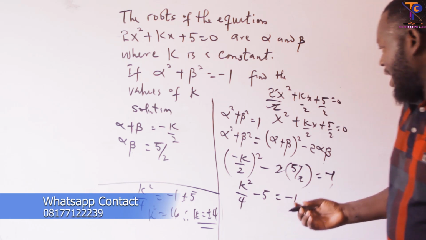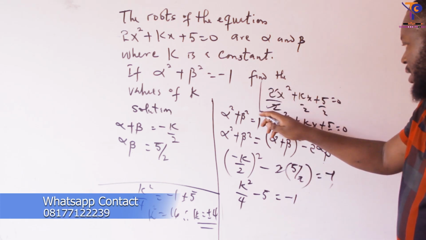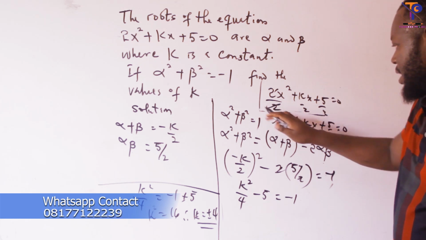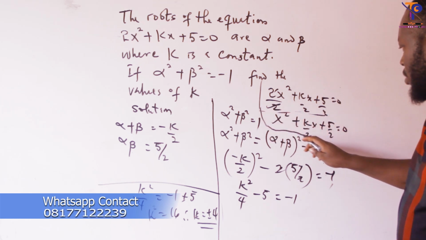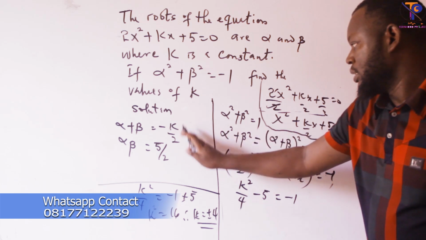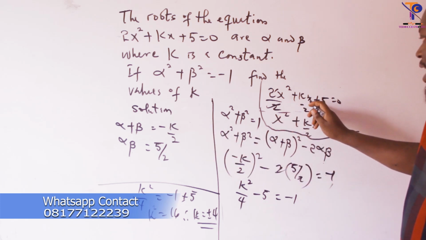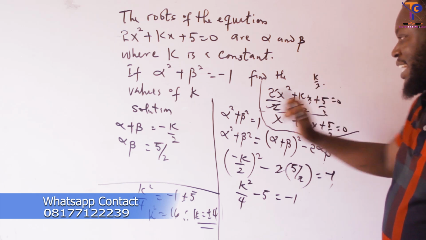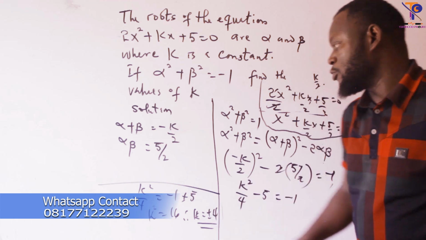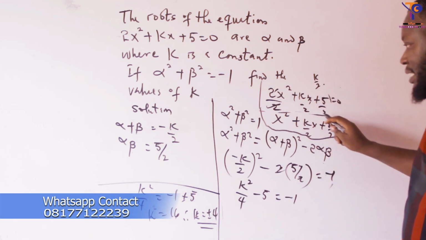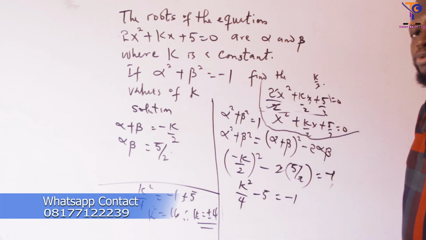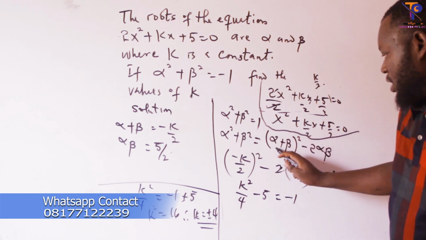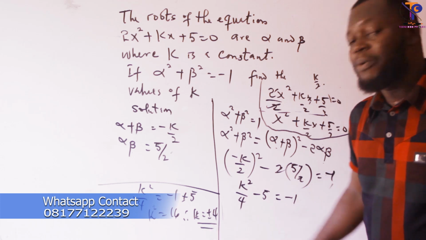I actually try to manage the board. There is this part here that helped us to get this one. That is the coefficient of x here. The negative coefficient of x here is k over 2. If you negate it, it will give you alpha plus beta, and 5 over 2, the same way, is your product of the roots, that is alpha beta. So that was what we used in substituting this one, then we have our answer.